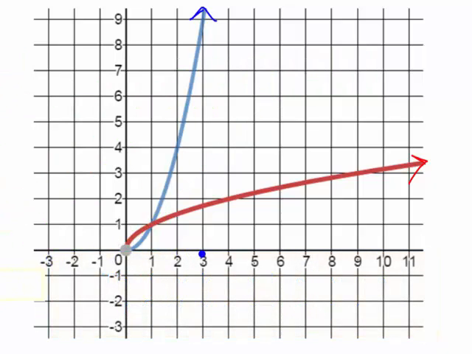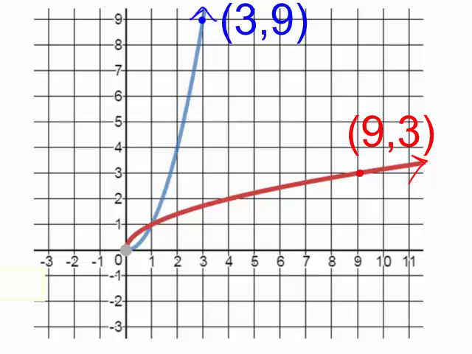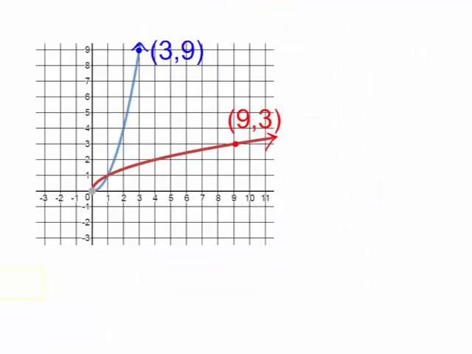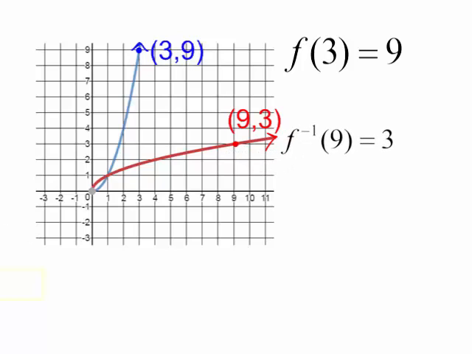We do have the point (3, 9) on my function, and we have the point (9, 3) on the inverse of that function. The ordered pair (3, 9) can be written as f of 3 equals 9, and the ordered pair (9, 3) that is on the inverse of that function can be written as f inverse of 9 is equal to 3.